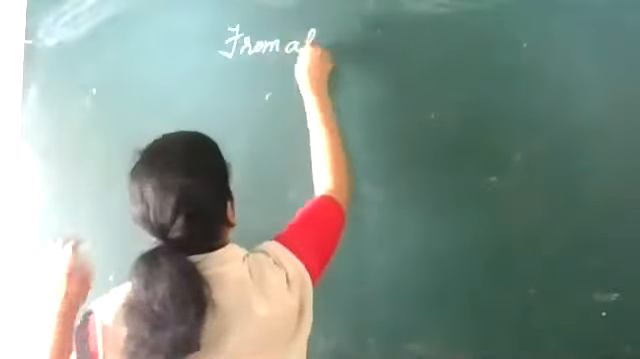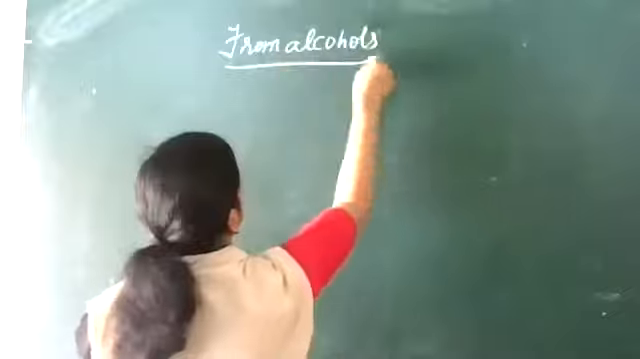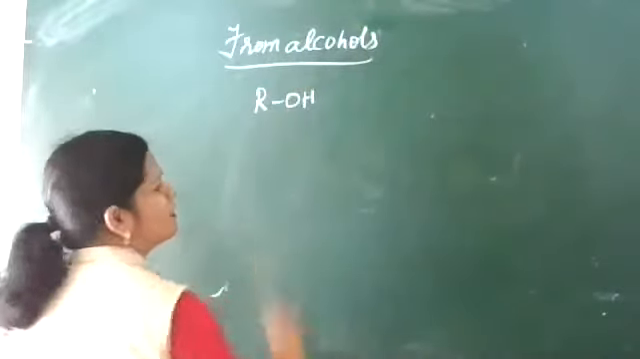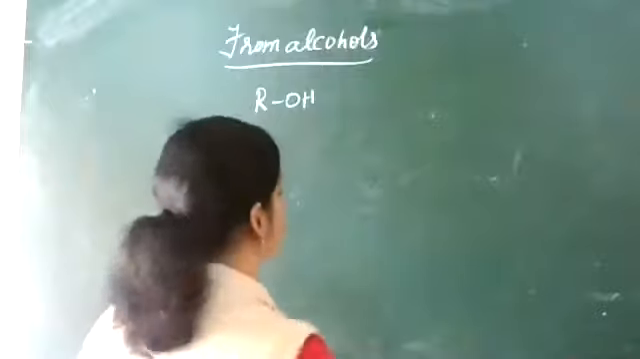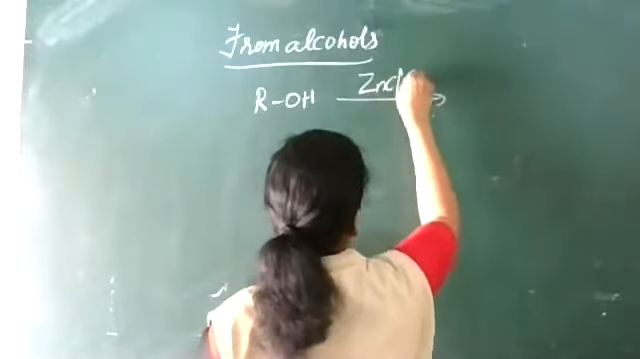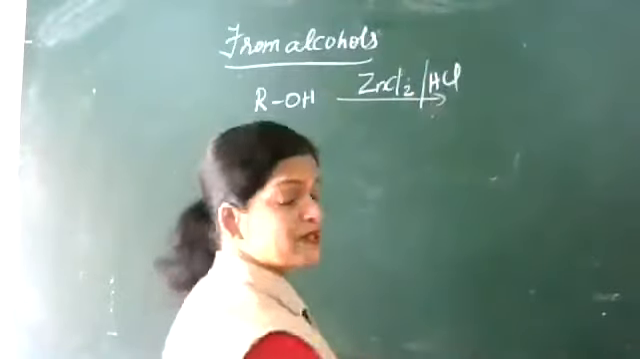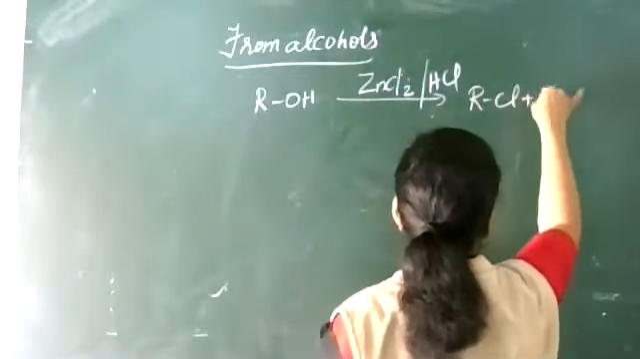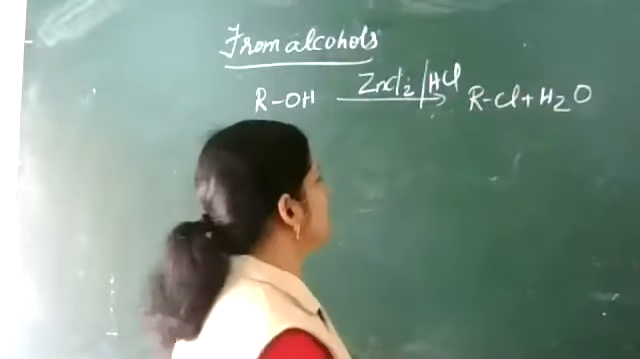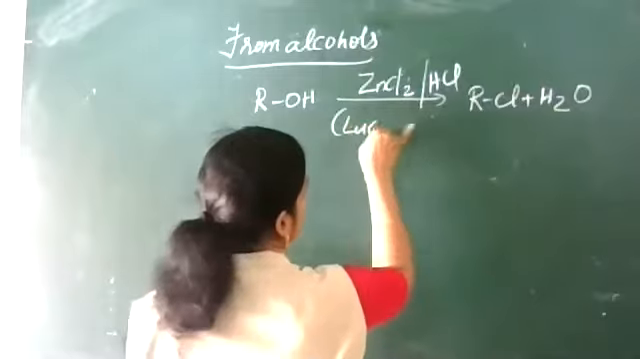Next, methods of preparation of haloalkanes and haloarenes. We learn both. The first method of preparation is from alcohols. From this alkyl alcohol ROH, if you add Lucas reagent, what is Lucas reagent? ZnCl2 with HCl, or ZnBr2 with HBr. Then you get RCl plus H2O. This is called Lucas reagent.